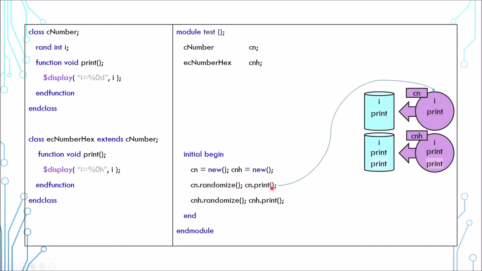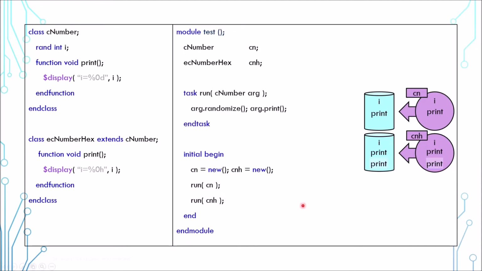The CN pointer has only one print function. It will always call the CNumber print function, and therefore will print the number in a decimal format. However, the CNH pointer has two print functions, one from the CNumber class and another from the ECNumberHex class. But as an ECNumberHex pointer, it will call the print function from the extension class, and will print the number in a hexadecimal format.